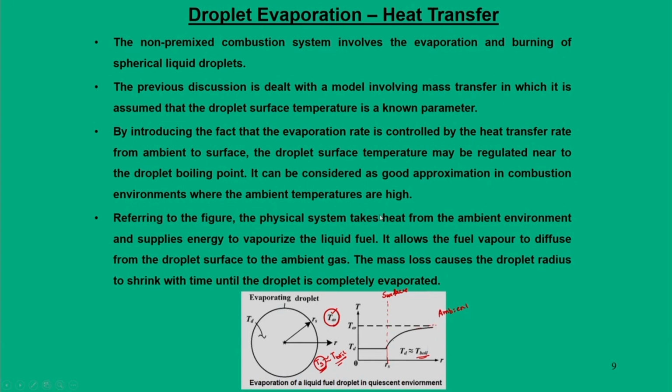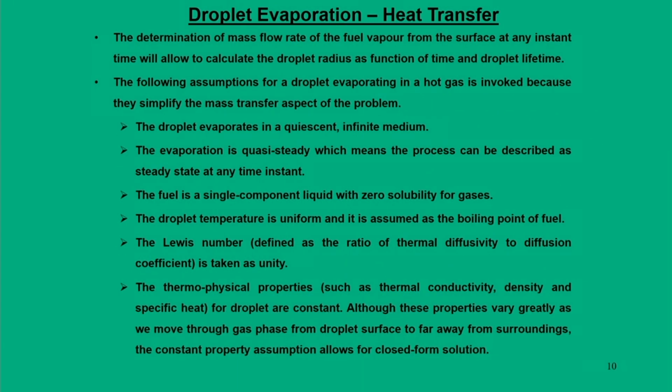So let us see how we are going to model this particular concept. In the previous study, it was the concentration difference in terms of mass fractions. Here it is the difference due to the temperatures. So a similar philosophy we are going to follow. First, we need to determine the mass flow rate of the fuel vapor from the droplet. Second, we must calculate how the droplet radius varies with time, and finally we are going to calculate the droplet lifetime. But here the concept is eventually the balancing of the heat transfer equations.